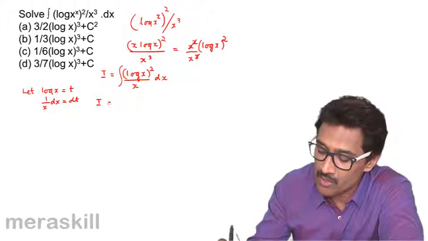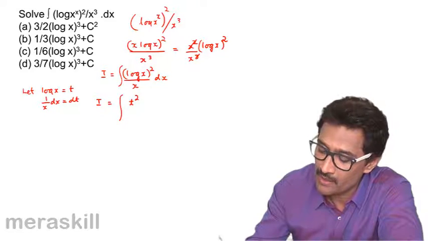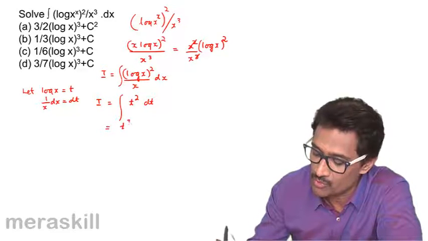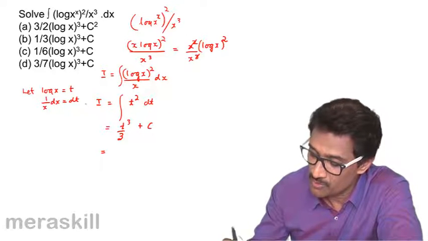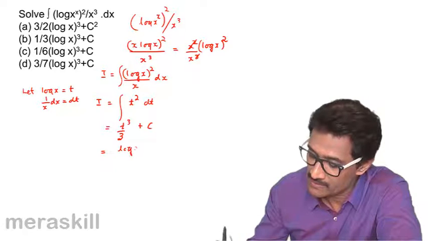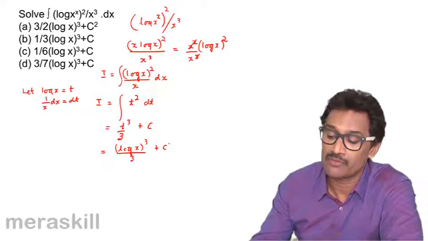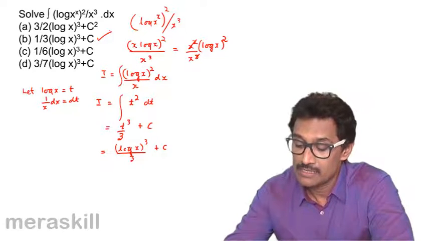So the problem is solved. We have log x the whole square, which is nothing but t square, and 1 by x dx is nothing but dt. So the integral is t cube upon 3 plus a constant, which is log x the whole cube by 3 plus constant. So it's going to be 1 by 3 log x the whole cube plus c, which is option number B.